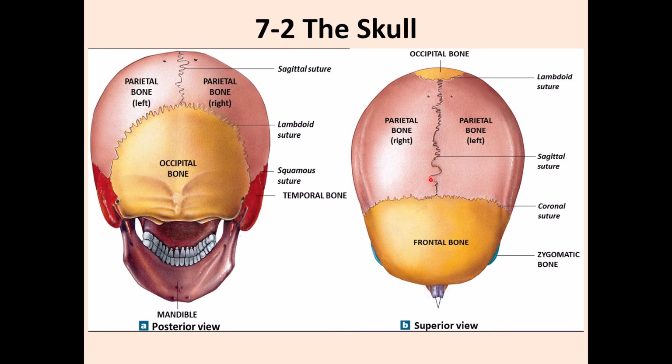This is the superior view, so you can see the 2 parietal bones here. They are separated from each other by the sagittal suture. These 2 parietal bones are also separated from the frontal bone by the coronal suture, and from the occipital bone by the lambdoid suture.